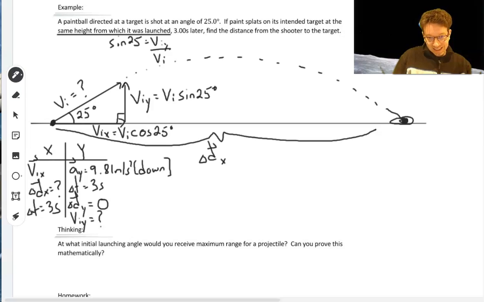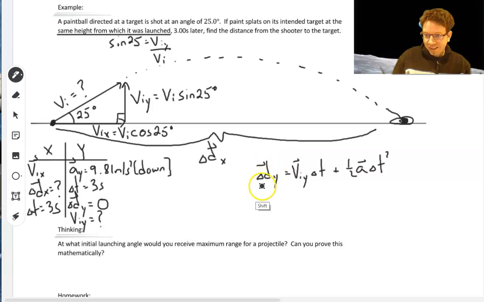So in this case, I want to find VIY, and these are the three pieces of information I know. The one I don't care about is our final velocity. So let's use the equation that does not have final velocity in it, which would be our displacement equals initial velocity times time plus 1/2 acceleration times time squared. And we know that this displacement is going to be 0 because that's our vertical displacement.